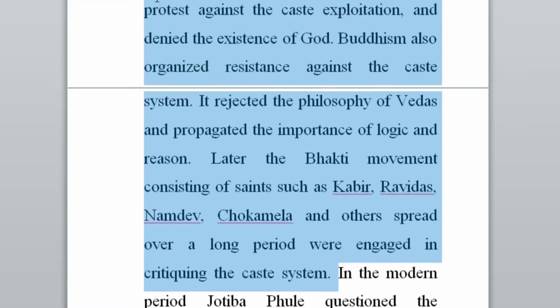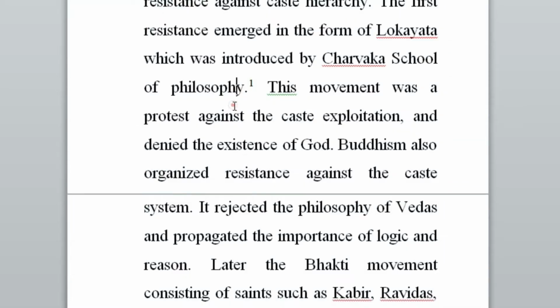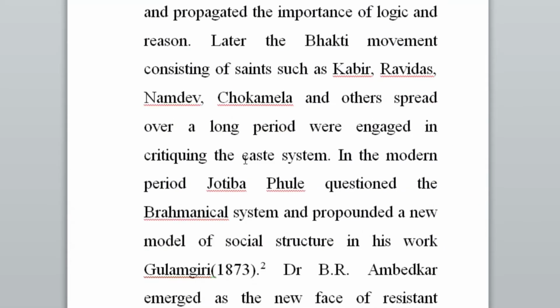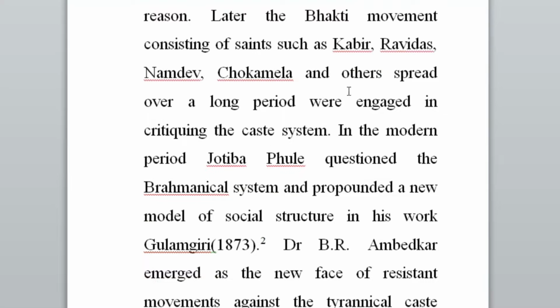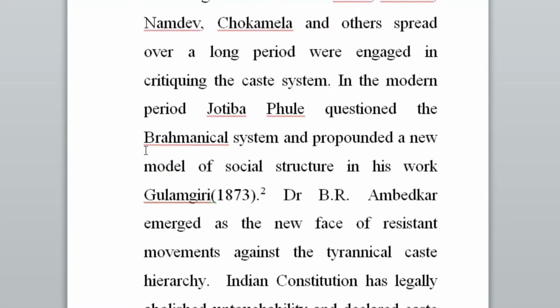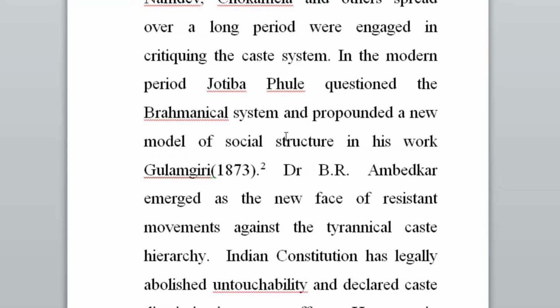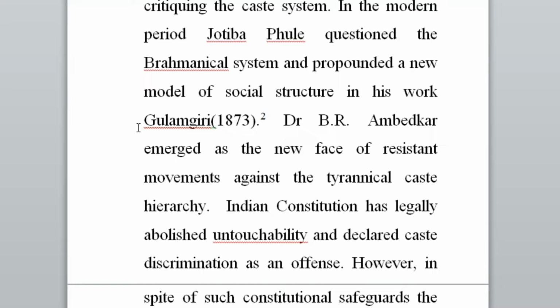And others spread over a long period engaged in critiquing the caste system. In modern periods, Jyotiba Phule questioned the Brahmanical system and propounded a new model of social structure in his work Gulamgiri. So Gulamgiri was written in 1873. Dr. B.R. Ambedkar engaged the new phase of resistance movement against tyrannical caste hierarchy.